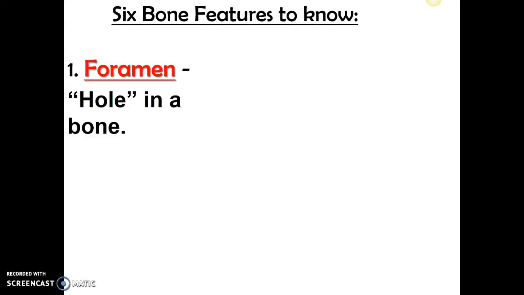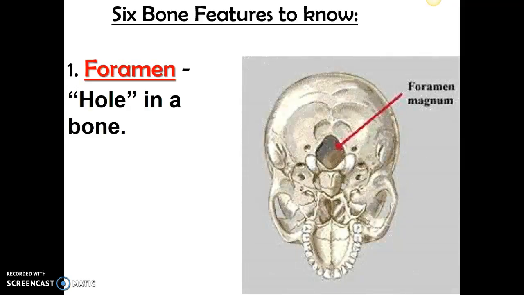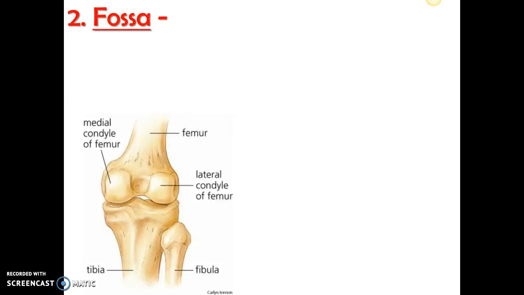Now moving on, six features of a bone, basically gross anatomy of the bone. A foramen is a hole in a bone. Girls, you like this, you can remember that all a man needs is another hole in his head. So foramen magnum is a big hole. Magnum means big. That's where your brainstem protrudes into the spinal column through the bottom of the skull.